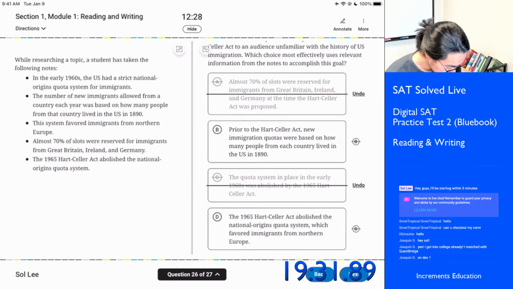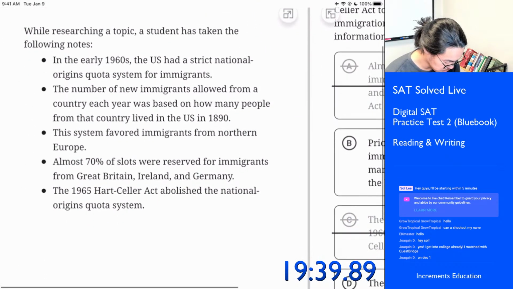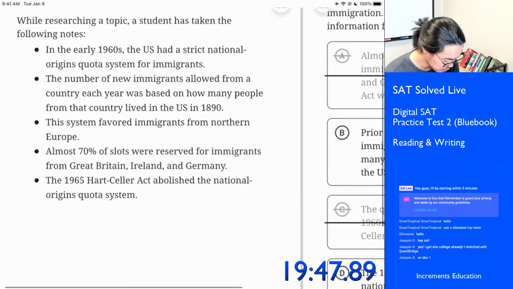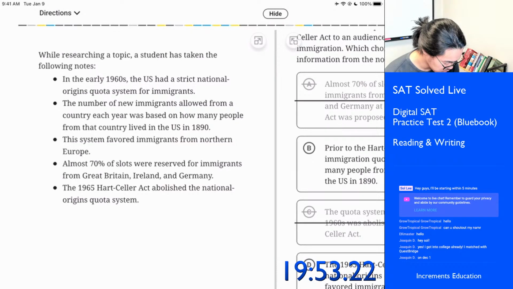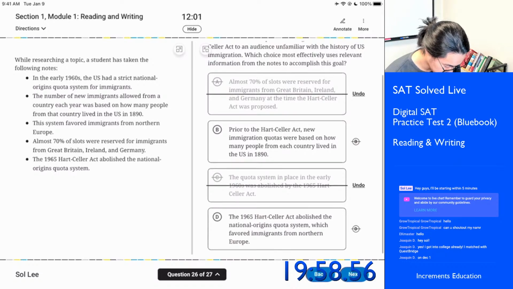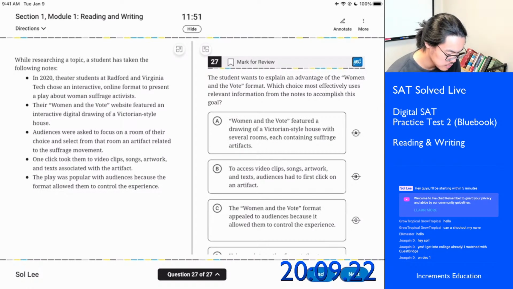Which favored immigrants. All right, let's talk about the significance of this act. In the 1960s, favored immigrants, abolished national origins. Yeah, they were reserved for these people. Okay. Yeah, that's the significance. Because B excludes the most significant information, which is that it was biased.